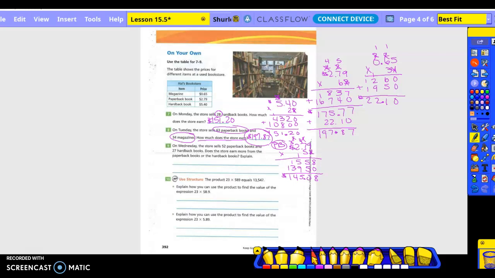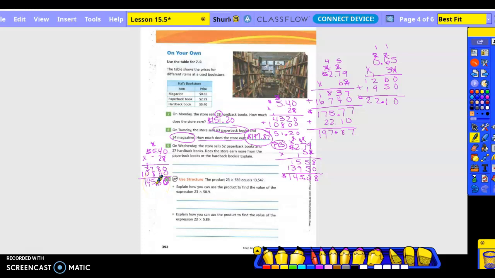So how much is a hardback book? $5.40 times what? Times 27. Okay, so 7 times 0 is, 7 times 4 is, okay, the 2, 7 times 5 is, plus 2 is, mark off the 2, mark off the 7, put a 0. 2 times 0 is, 2 times 4 is, 2 times 5 is, so 0, 8, 15, 1, 4, 1. How many decimal places? 2.